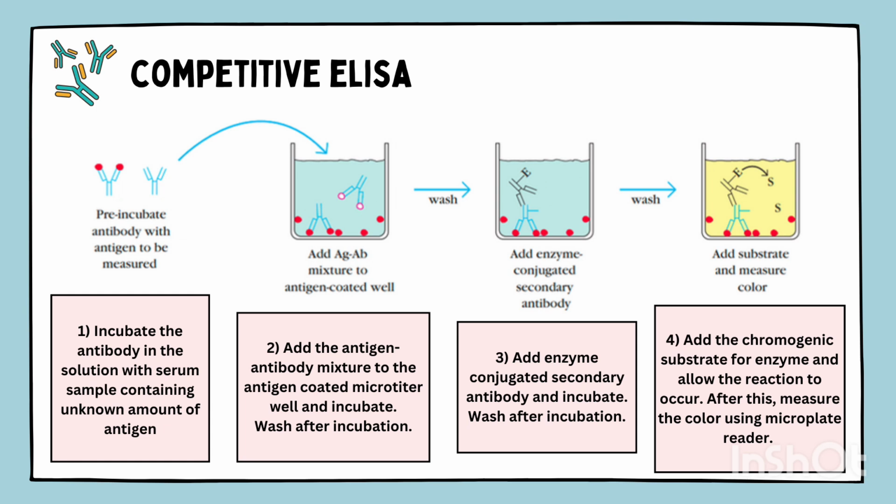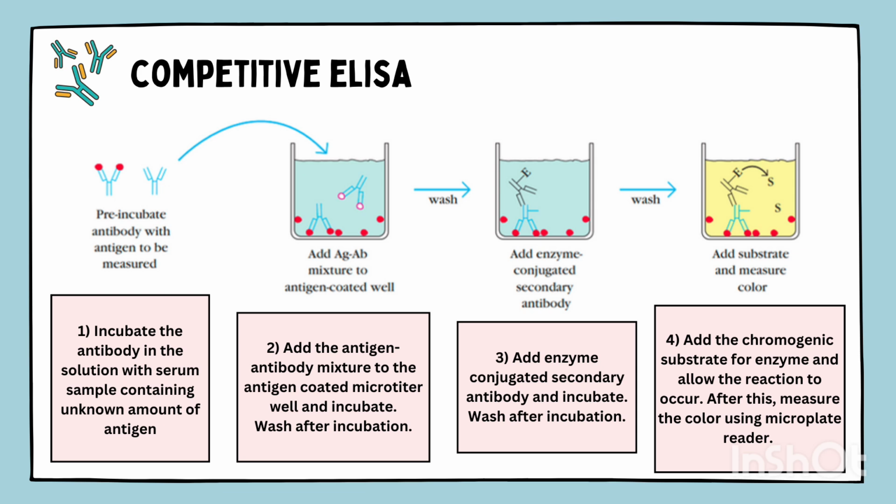The procedure is as follows. Incubate the antibody in the solution with serum sample containing unknown amount of antigen. Add the antigen-antibody mixture to the antigen-coated microtiter well and incubate. Incubation allows the unbound antibodies in the mixture to bind to the immobilized antigens on the well. Wash to remove unbound antibody. Add enzyme conjugated secondary antibody and incubate. Wash to remove unbound secondary antibodies. Add the chromogenic substrate for the enzyme and allow the reaction to occur. After this, measure the absorbance of the colored product formed using a microplate reader.